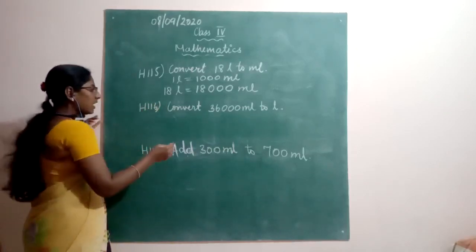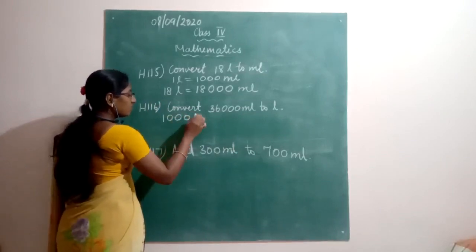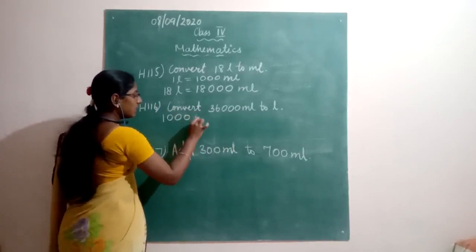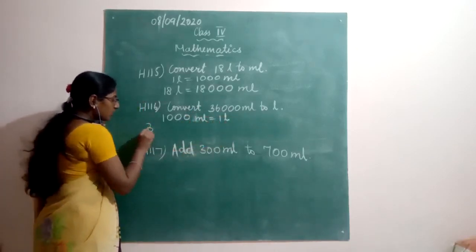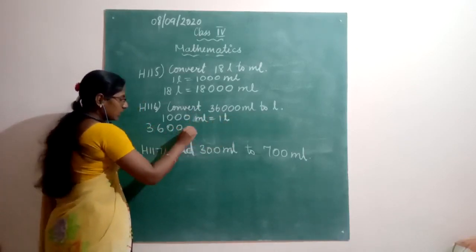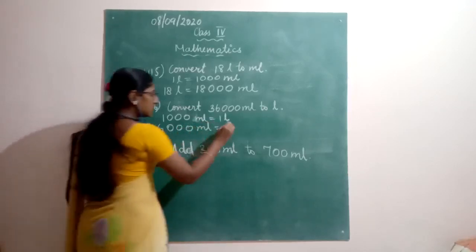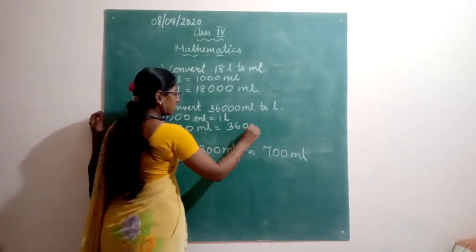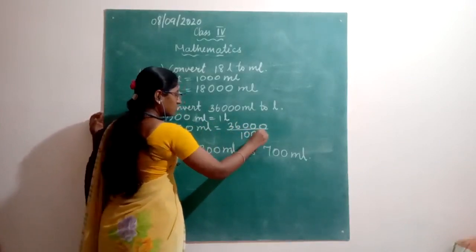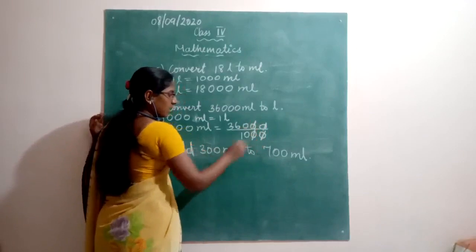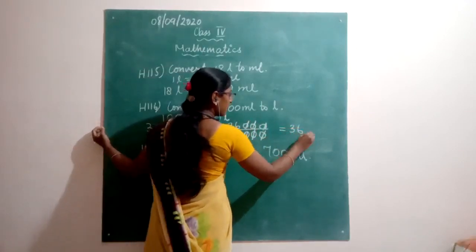Keep it in mind. Next, 1000 milliliters will give you 1 liter. So 36,000 milliliters is going to give you how many liters? You just have to divide it. 36,000 divided by 1000. So the zeros cancel, and the answer is 36 liters.